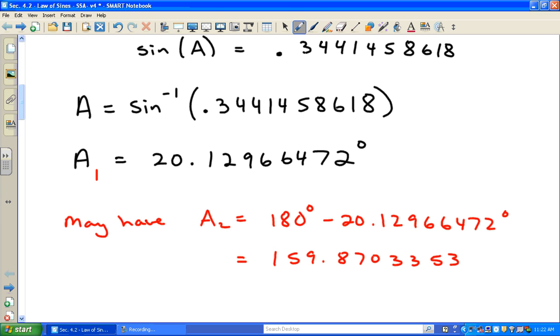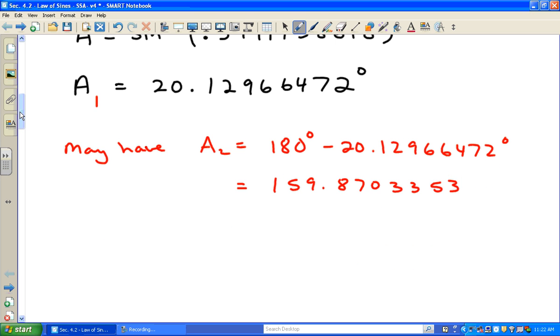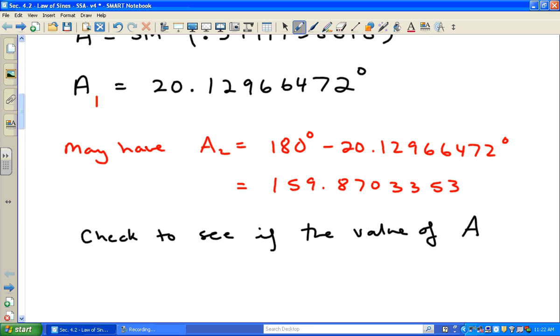So that equals 159.87033353. Now that you have a possibility for your second value of A, you need to check and see if this is actually going to work with the information that you're given. So we need to check and see if the value of that second angle A is possible.